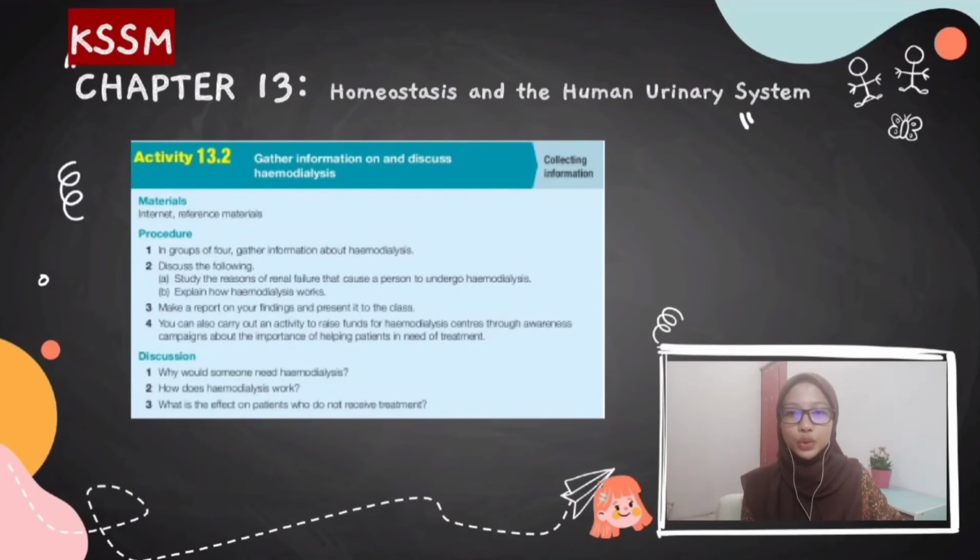Activity 13.2 is not an experiment, but is suggested to collect information from external source. Students need to collect information about hemodialysis and also may carry out activity to respond for hemodialysis. Teachers may help the student by facilitating their activities accordingly.